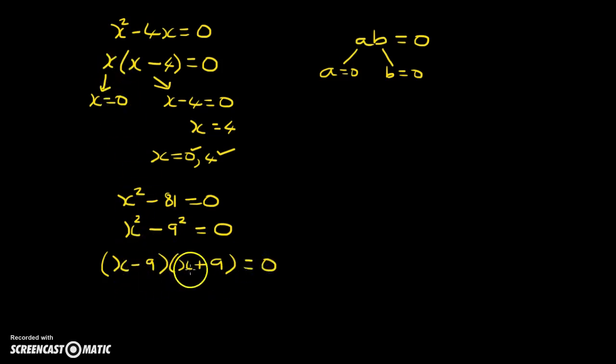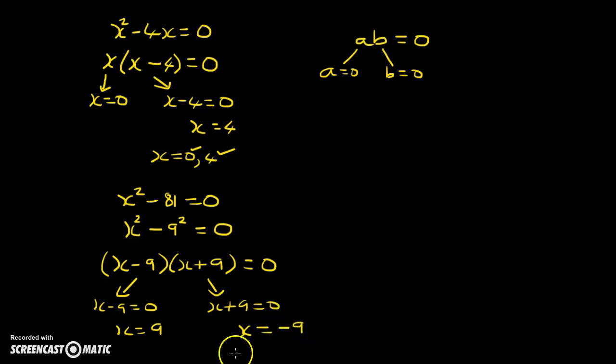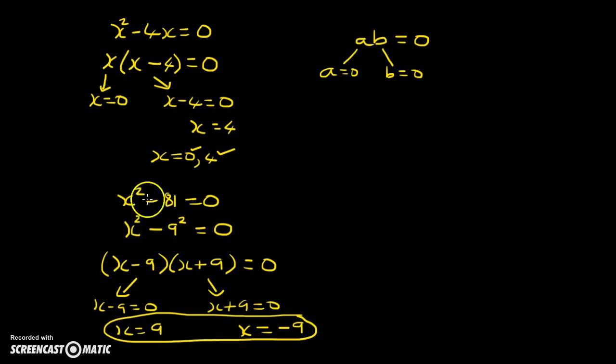As above, we've got two terms multiplied together, therefore either of those could equal 0. So x subtract 9 could equal 0, or x add 9 equals 0. In this case, add 9 to both sides, we get x equals 9. In this case, subtract 9 from both sides, so we get x equals negative 9. And those are our two solutions. I'll leave you to double check whether they're right or not. You should always check back in the original equation.